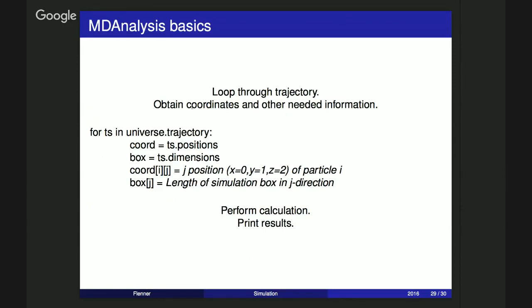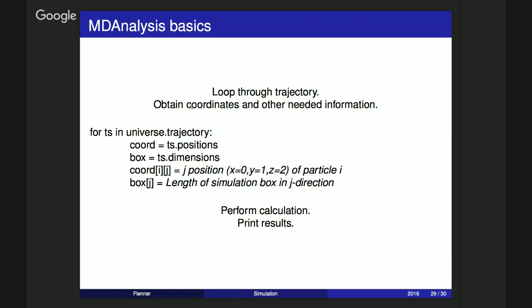So remember, to do all those analyses, I need to loop through the trajectory. I need to at least get those time points. So to loop through a trajectory, this is for ts, which stands for time step, in my universe, that trajectory. I get the coordinates, and this is a numpy array: ts.positions. I get the dimensions of my simulation box. The box, once again, is ts.dimensions.